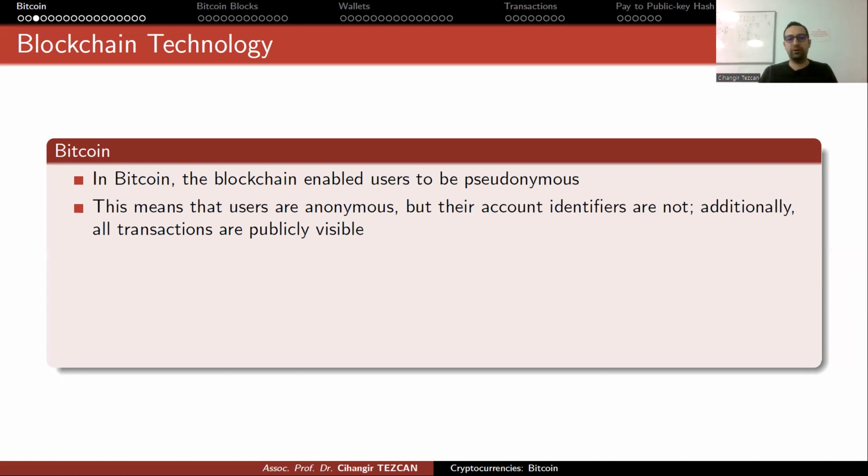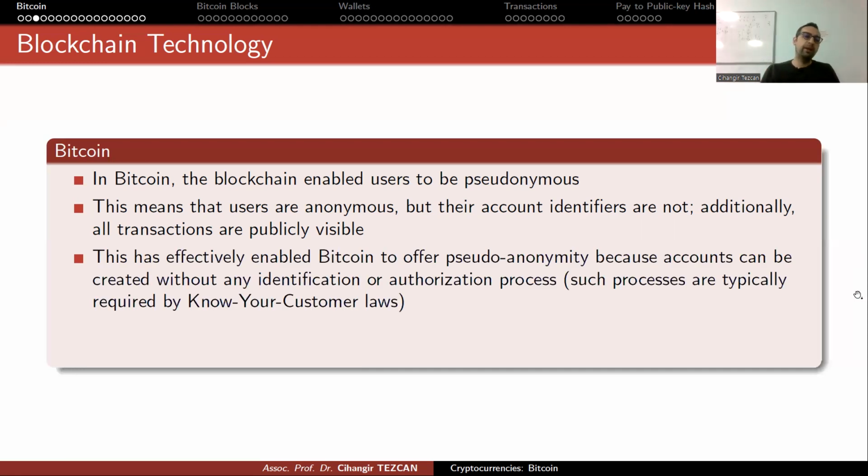So this is the important thing, because people think that everything is encrypted, so nobody can see what happened in the blockchain. On the contrary, nothing is encrypted. Everything is publicly visible. You can look at the blockchain at any time and see from which account how much Bitcoin is transferred to which account. So account identifiers, everybody can see it, but what we don't know is to whom that account belongs. This is why we say it's pseudo-anonymous. This has effectively enabled Bitcoin to offer pseudo-anonymity because accounts can be created without any identification or authorization process. Such processes are typically required by know your customer laws.